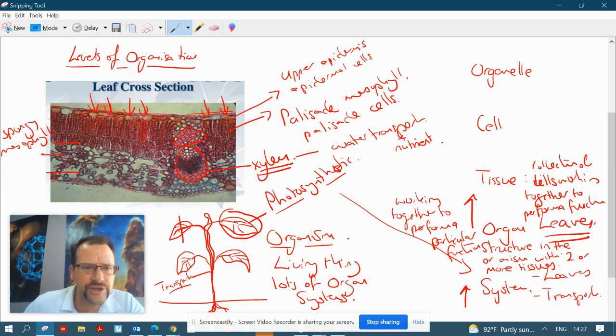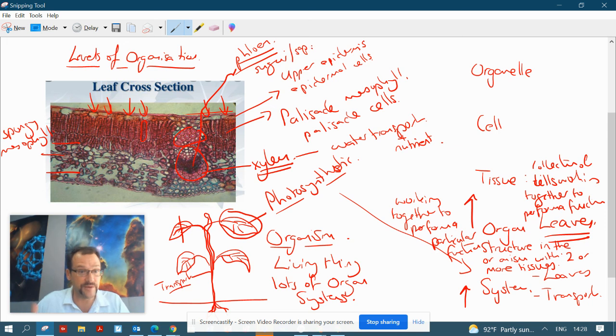Okay, another little bit of tissue here. There is the phloem. Another kind of tissue involved with transport, but that's transport of sugars and sap. So transporting food that the leaf has made back down to the rest of the plant. Okay, so tissues covered, collection of the same kind of cells working together to perform a function.